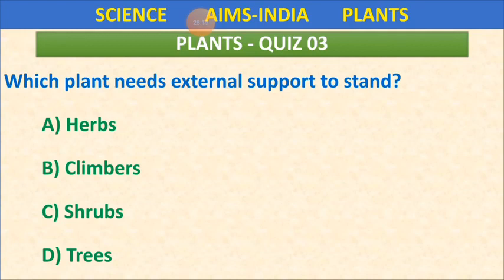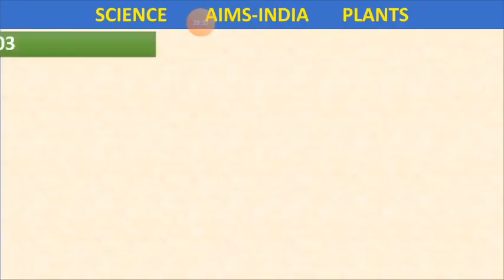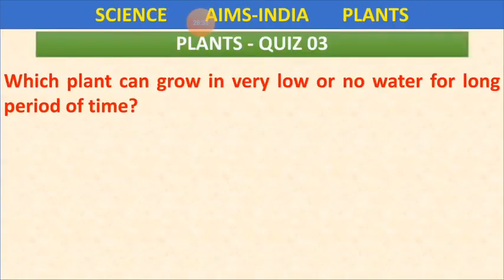Yes. Is it herbs? Herbs are small in size. Shrubs are bushy. Climbers will climb. Trees are big. Then our answer becomes what? Climbers. Yes, good. Then the next question, children. Hope you are able to understand.